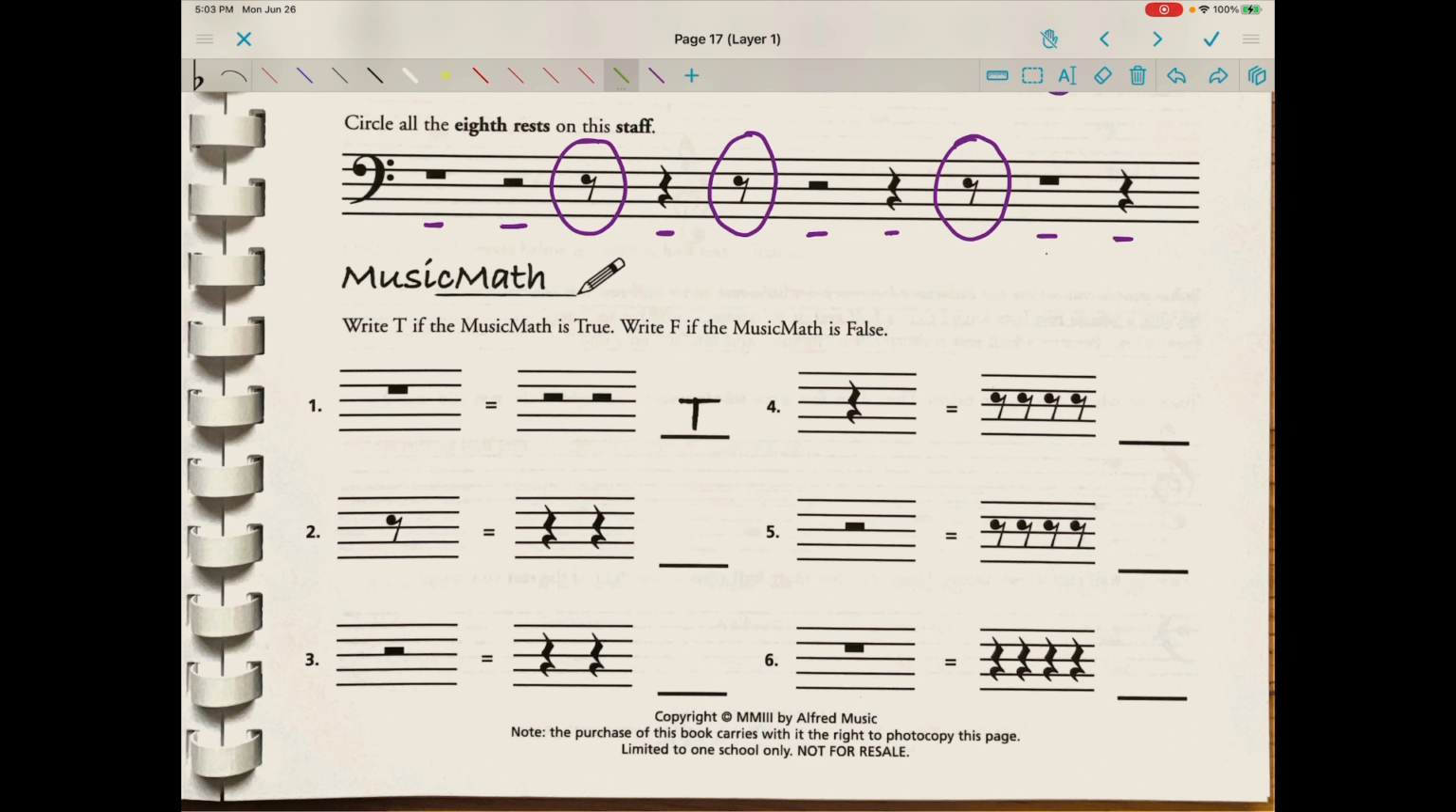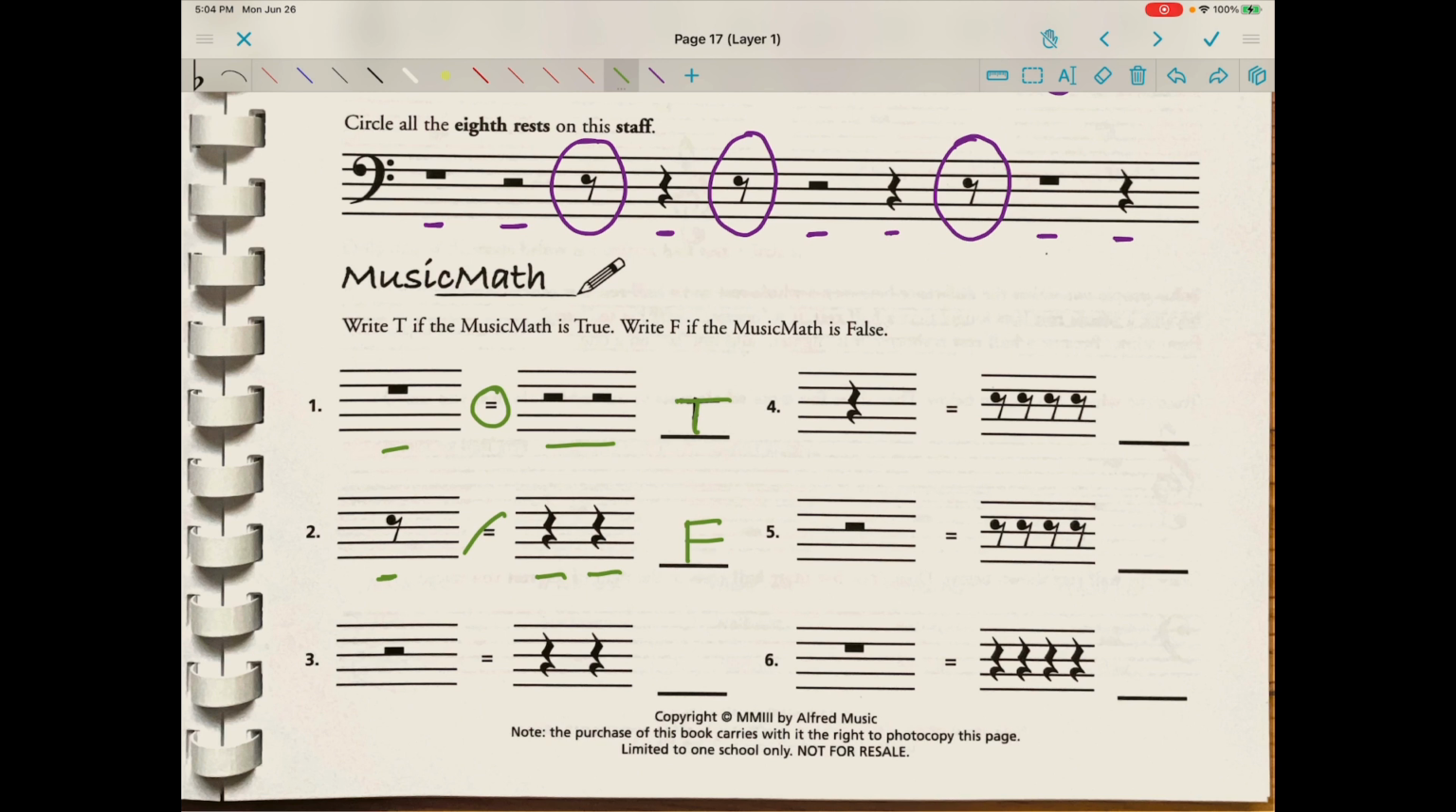Write T if the music math is true. Write F if the music math is false. So we have a whole rest as equivalent to 2 half rests. Yes, that's true, right? Definitely. Okay, then we have an 8th rest is equivalent to 2 quarter rests. Definitely not, right? You need 4 8th rests to equal that.